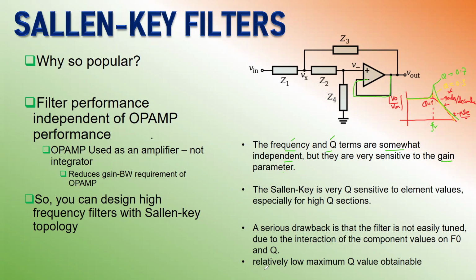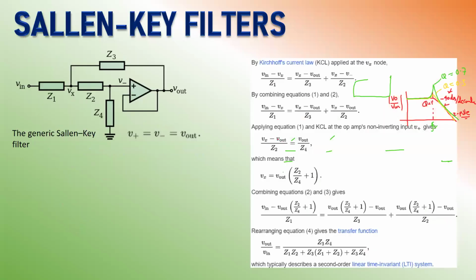Okay, so the second drawback: only a low maximum Q value is attainable. For example, Q equal to 0.5 is the maximum in practical implementation. Okay, so I think we are going forward with a lot of understanding. So let me now clear all the drawing.